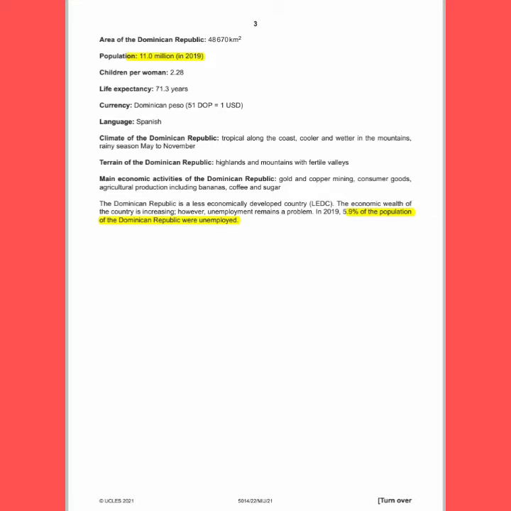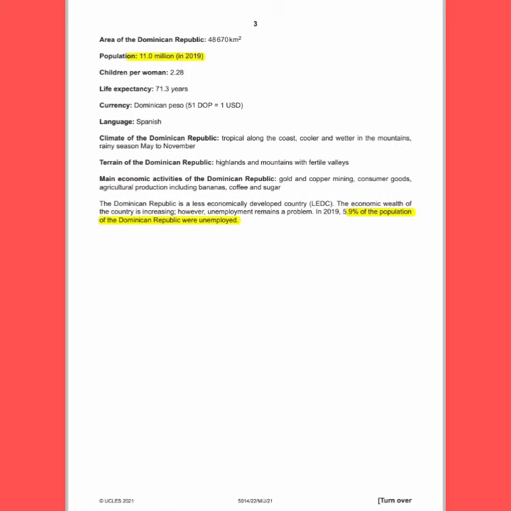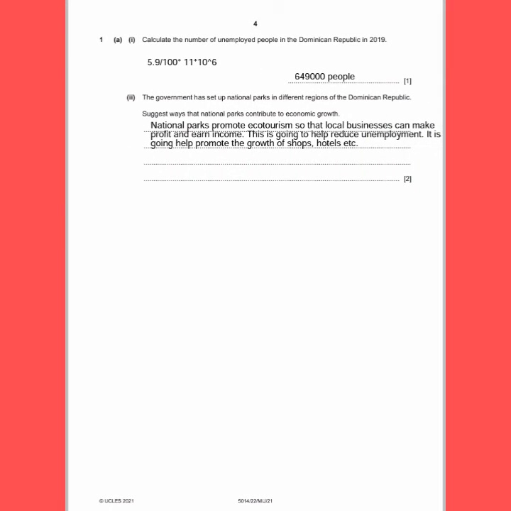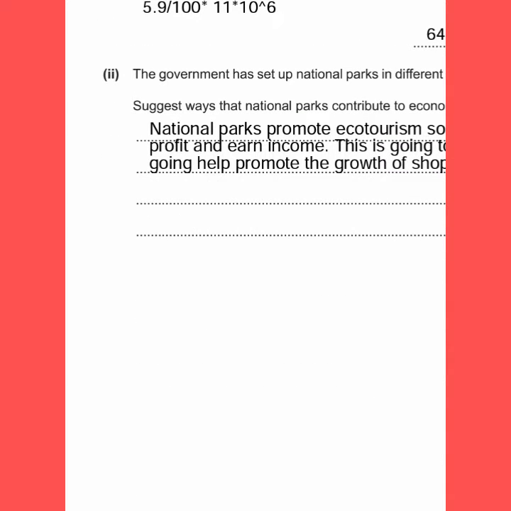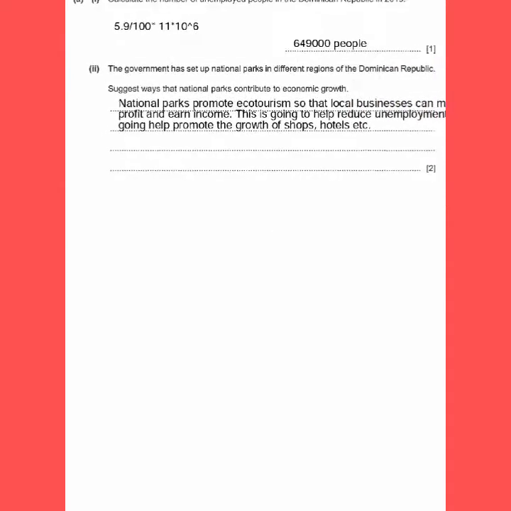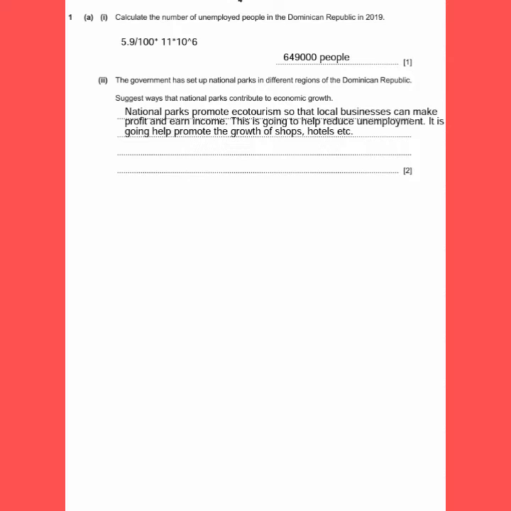They have told you that 5.9% of the population of the Dominican Republic were unemployed. Calculate the number of unemployed people in the Dominican Republic in 2019. You already know that 5.9% of the overall population is unemployed, so 5.9 divided by 100, multiplied by the overall population, which is 11 million. A million is 10 to the power 6. So 5.9 divided by 100 times 11 times 10 to the power 6. When you calculate it, you get the answer of 649,000 people.